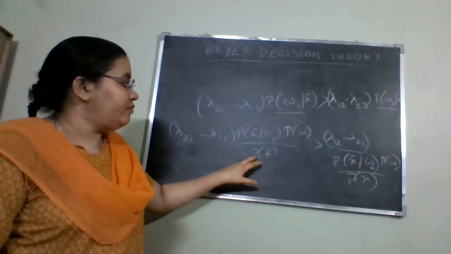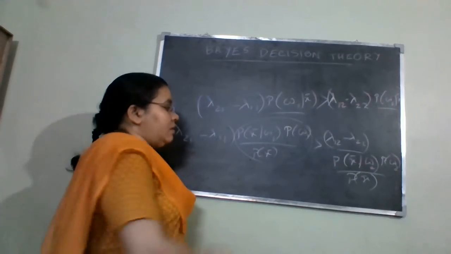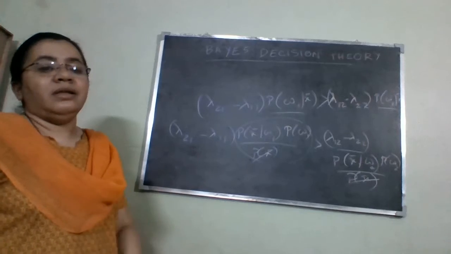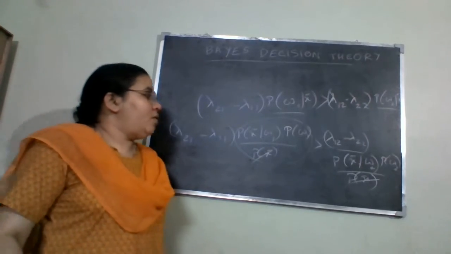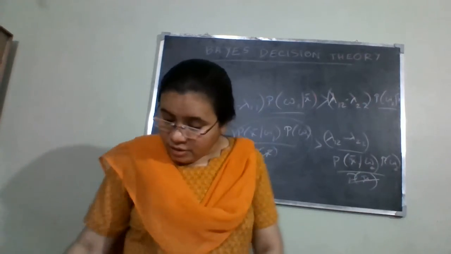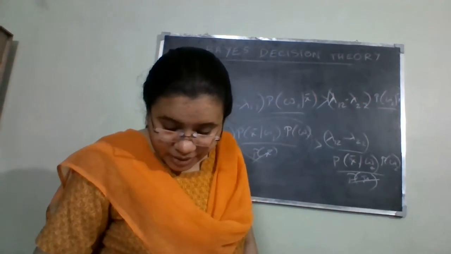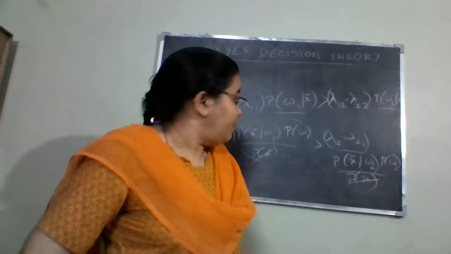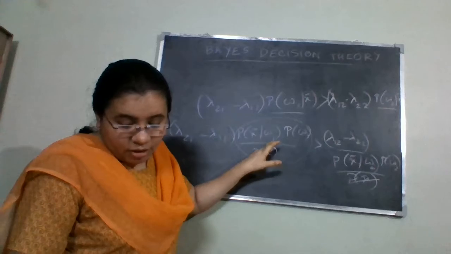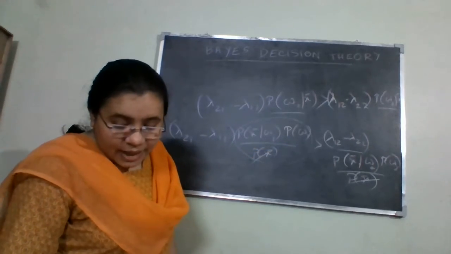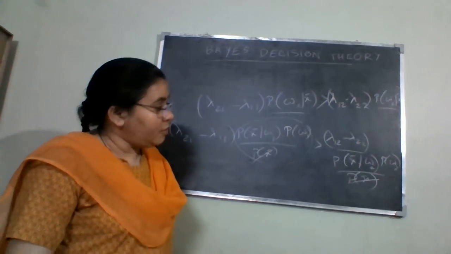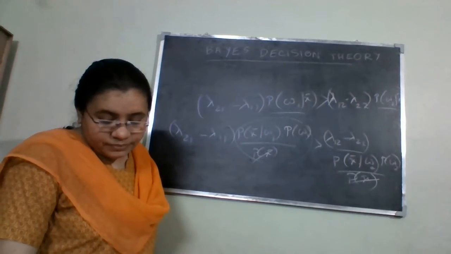Okay, already explained in video as well as in class. Now this and this term get cancelled because evidence has very little importance. Already explained. So what I will be left with, now please follow equation 17. We have (lambda 21 minus lambda 11) times p(x bar given omega 1) times p(omega 1) is greater than (lambda 12 minus lambda 22) times p(x bar given omega 2) times p(omega 2). This will be my final term.